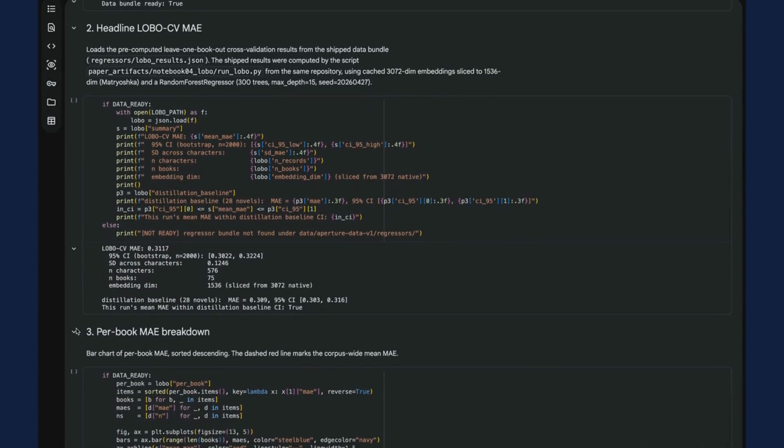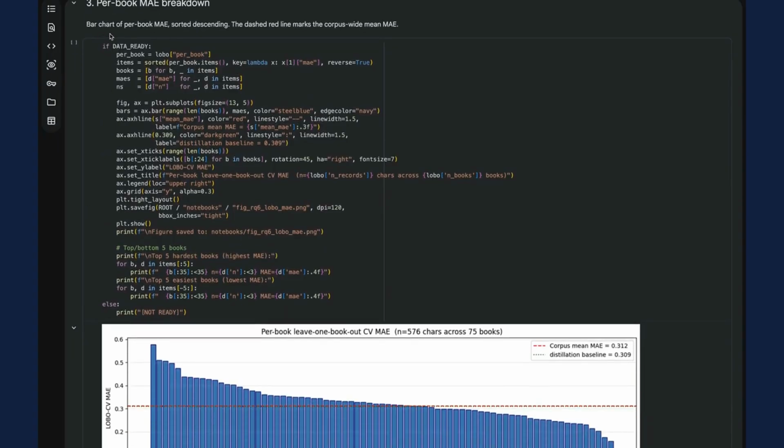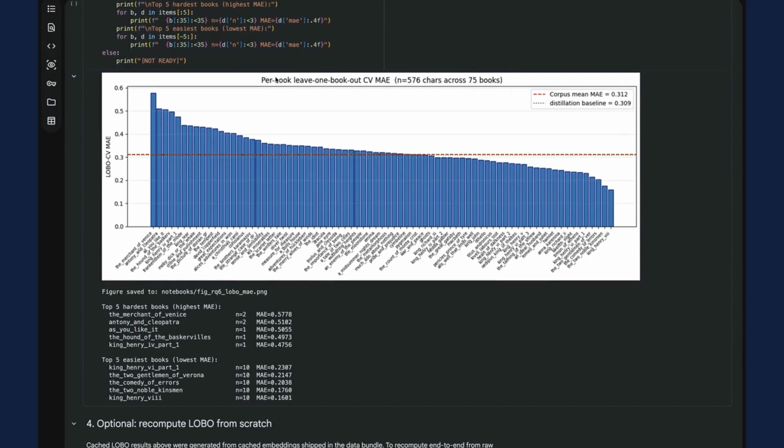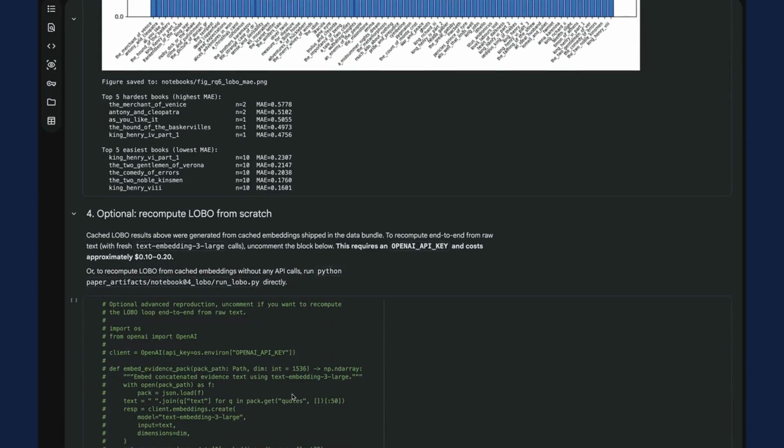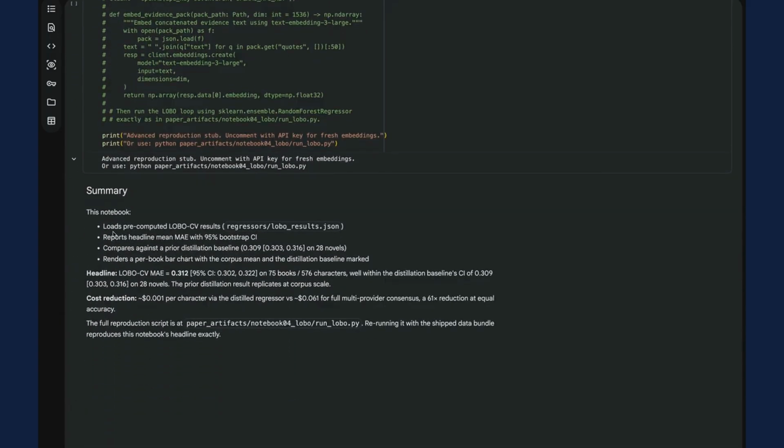Section 2 is the headline. Under leave-one-book-out cross-validation, the mean absolute error is 0.3117, with a 95% bootstrap interval of 0.302 to 0.322 across 2,000 resamples, over 576 characters and 75 works. The comparison line matters. The distillation baseline is 0.309, and this run's mean sits inside its confidence interval. So the language-model-free instrument is statistically indistinguishable from the distilled one, at roughly 61 times lower cost, about 6 cents per character down to about 1/10 of a cent.